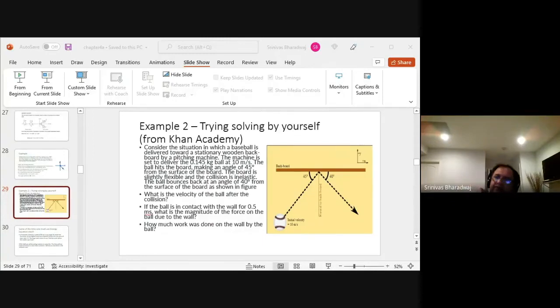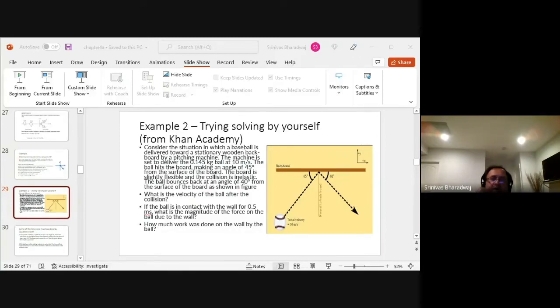So what is V? V cos 40 equals 10 cos 45. That's the only thing you can use. It's inelastic. It's not perfectly inelastic. Nobody knows the whole story there. So what you do know is V cos 40 equals 10 cos 45. Therefore, 10 cos 45 by cos 40 will give you V.